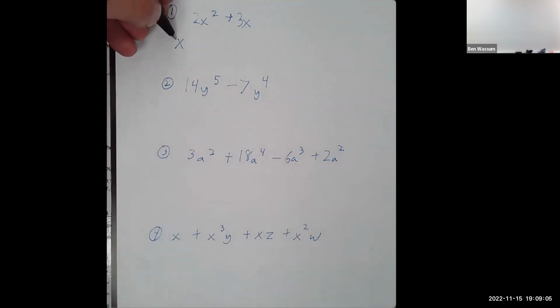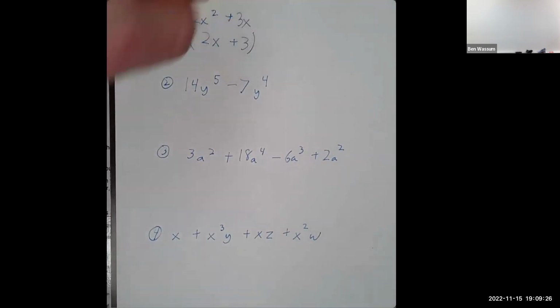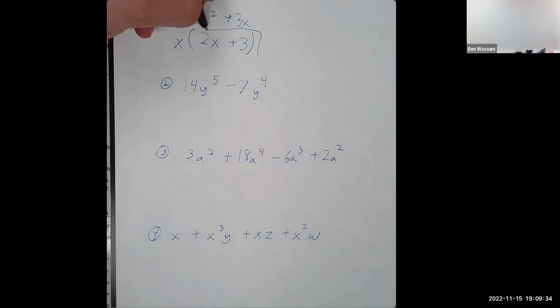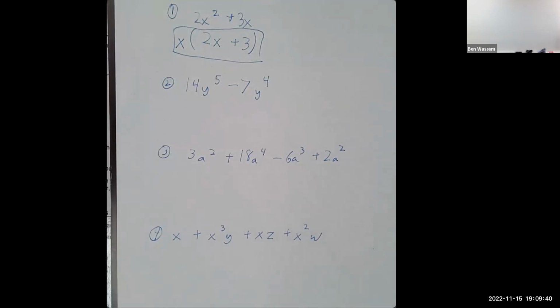So we're going to start that off, and then we're going to start our parentheses. In the parentheses, we're going to say, hey, what do I have if I take an x out of each of these terms? Well, if I take an x off of a 2x squared, I would have a 2x. And if I took an x off of this 3x, I would have a 3. That's it. That is what we do. That is factoring. This actually ends up having a lot of different applications, but this is the simplest form of factoring you might run across.